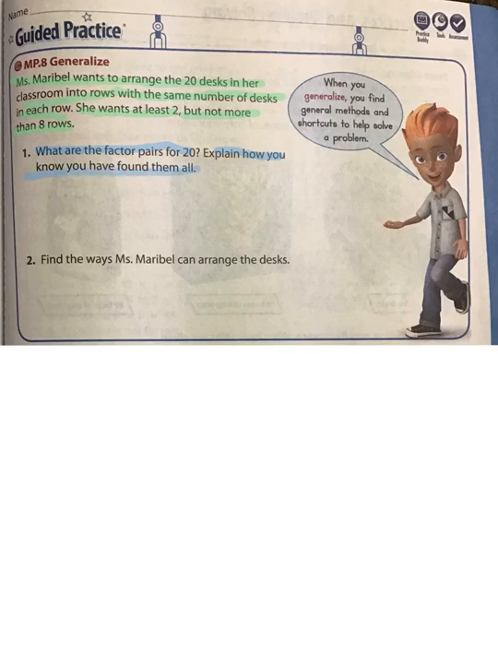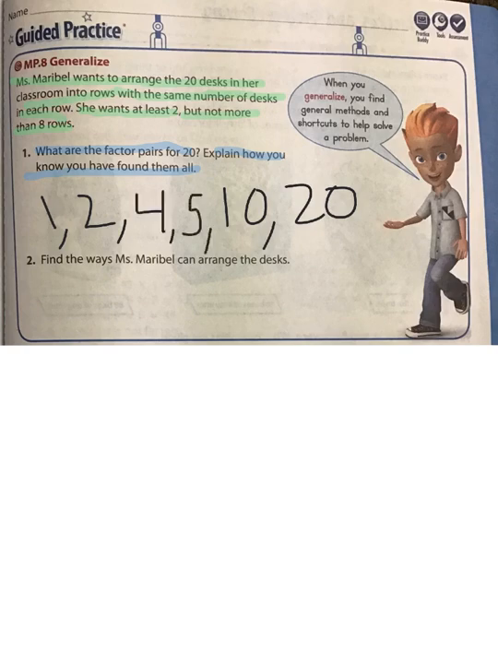So let's use our divisibility rules in our rainbow method. We're going to start with 1 and 20. We know that 20 is even, so 2 is going to be a factor, and I know 2 times 10 is 20. 3 is not going to be a factor because 2 plus 0 is 2, and 3 does not go into 2. 4 is going to be a factor, and I know 4 times 5 is 20.